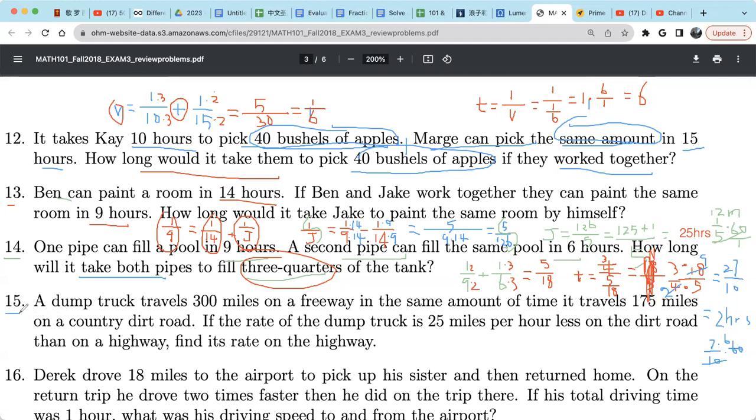Let's say 15. A dump truck travels 300 miles on the freeway in the same amount of time it travels 170 miles on a country dirt road. Okay, so speed for the truck is distance divided by time. We don't know the time, let's call time t.